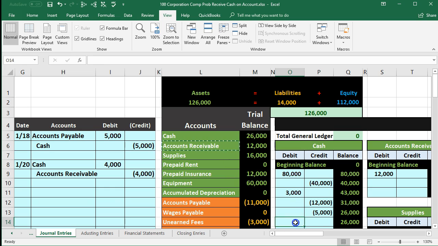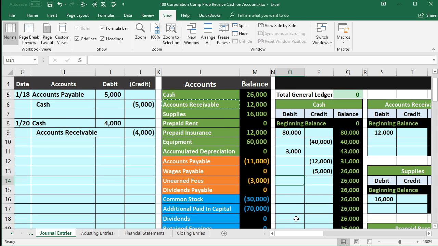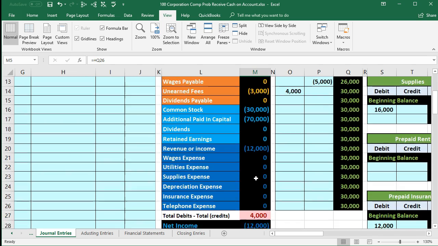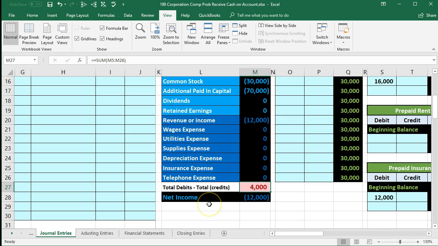We're going to scroll down to cell O14. Within O14, we will say equals. Point to that 4,000, bringing the 24,000 balance up by 4,000 to 30,000. Here's the 30,000 that has been affected on the trial balance. We can see that we are out of balance by 4,000.